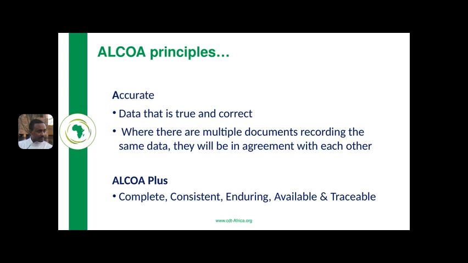Apart from the five principles we've mentioned, there are also additional principles such as completeness, consistency, enduring nature, and also available and also traceable. So all those aspects have to be fulfilled for our source documentation to be labeled as adequate.